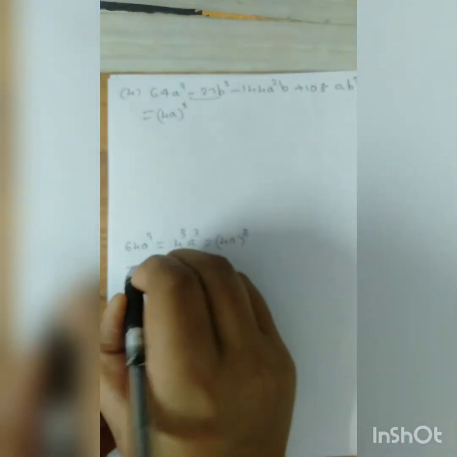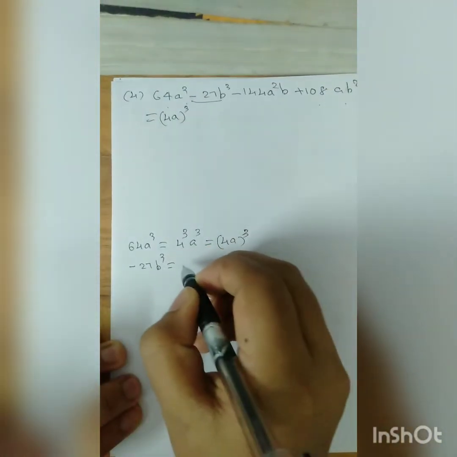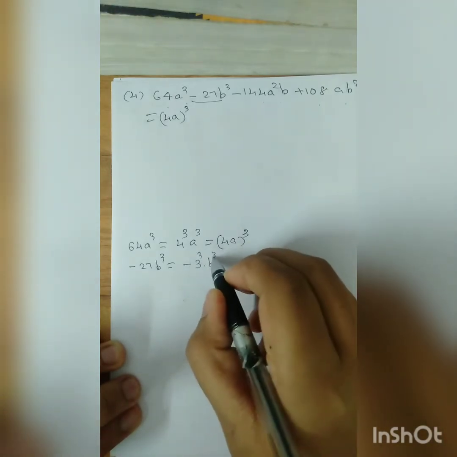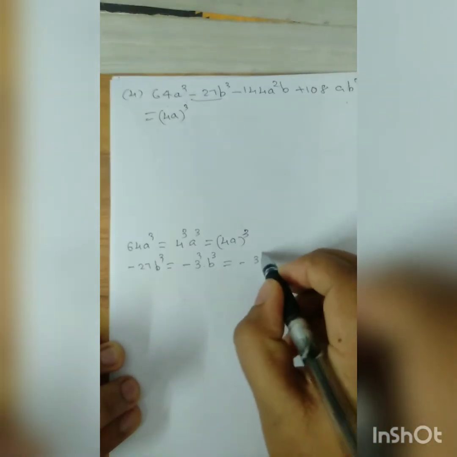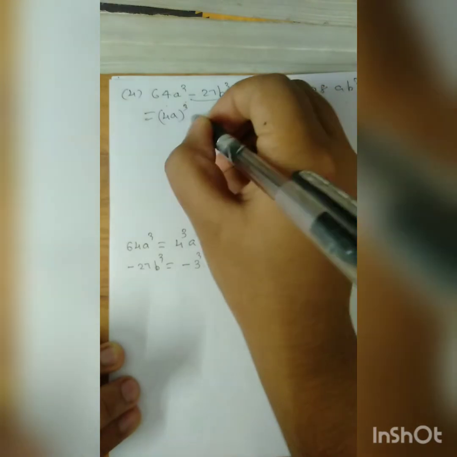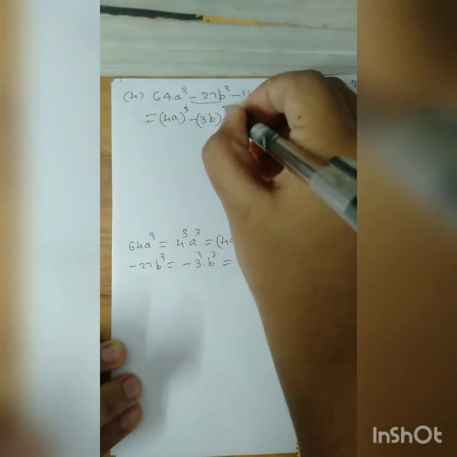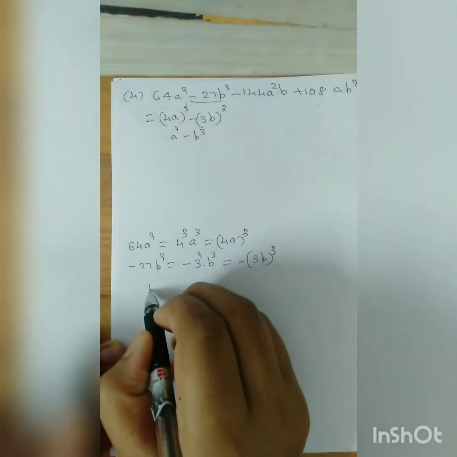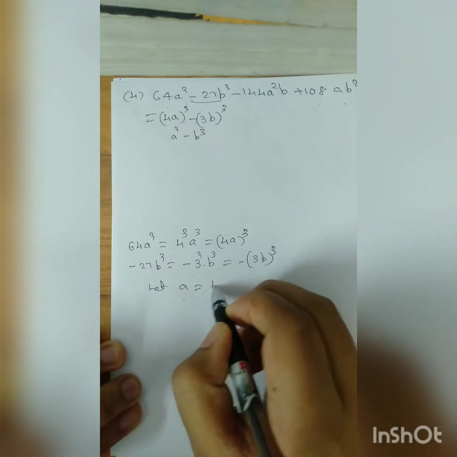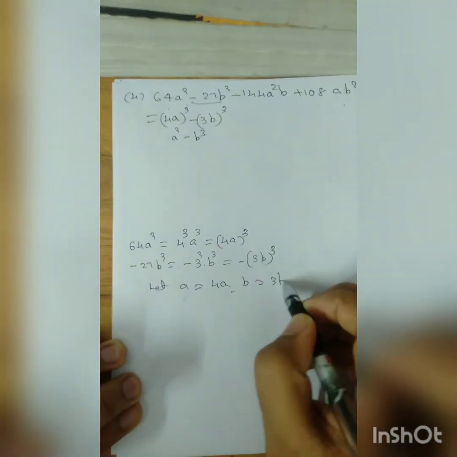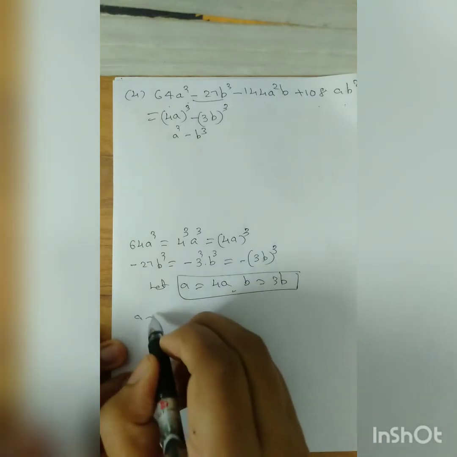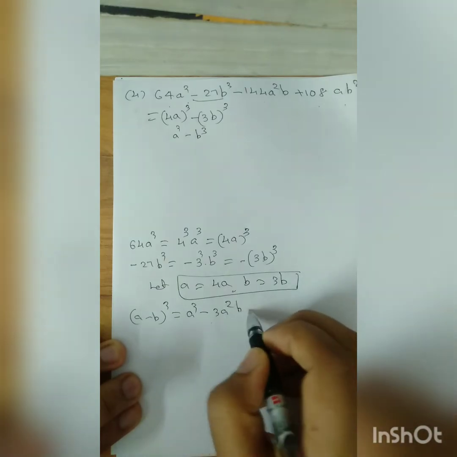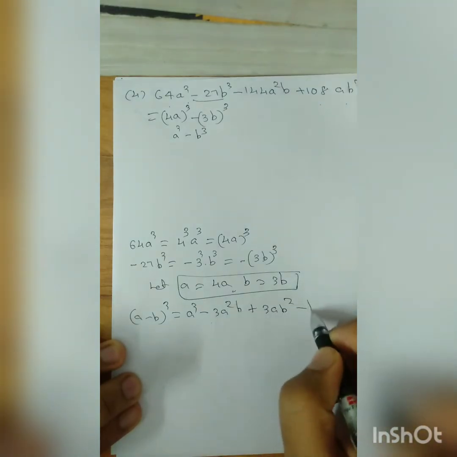Then the second term is minus 27b cubed. 27 can be written as 3 cubed. So minus 27b cubed is equal to minus 3 cubed into b cubed, which is equal to minus 3b the whole cubed. So this term can be written as minus 3b the whole cubed. So this is in the form of a cubed minus b cubed, and here a is equal to 4a and b is equal to 3b. Here we apply the theorem, a minus b the whole cubed is equal to a cubed minus 3a squared b plus 3ab squared minus b cubed.